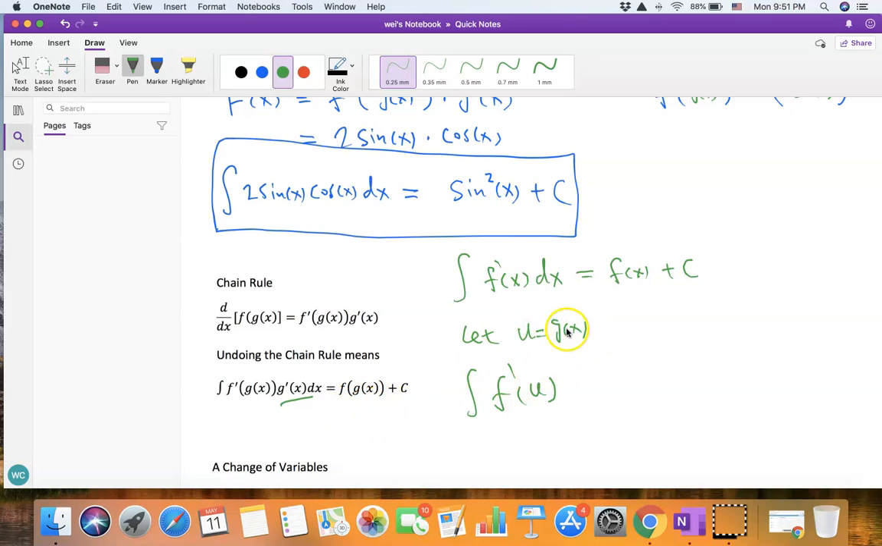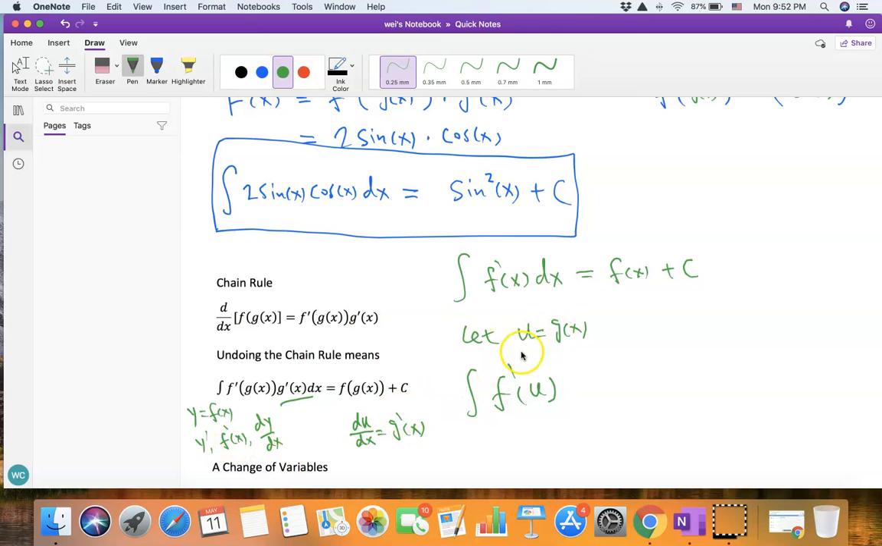So if u is g of x, when I take the derivative of u, du over dx will be g prime of x. This is like the writing of derivatives. If y equals f of x, then the derivative of y we can write as y prime, as f prime, or as dy over dx. So dy over dx equals f prime of x.